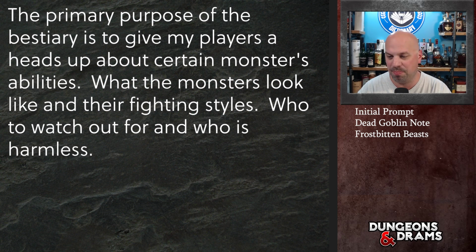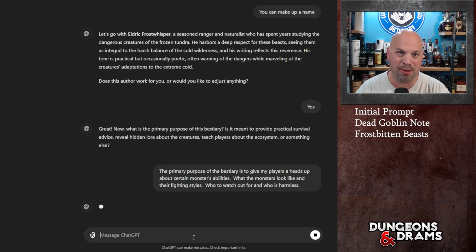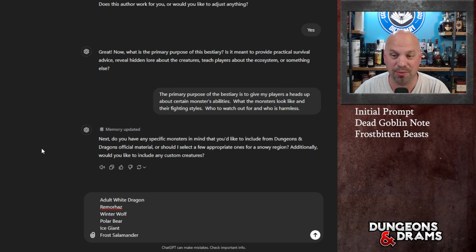So the primary purpose of the bestiary is to give my players a heads up about certain monsters' abilities, what the monsters look like and their fighting styles, who to watch out for and who is harmless. My punctuation was terrible on that one, but that's okay. We could add however many we'd like, but I picked ones that I thought were very specific to this region. Obviously, a commoner can be in the Arctic, right? So: adult white dragon, Remoraz, winter wolf, polar bear, ice giant, and frost salamander.